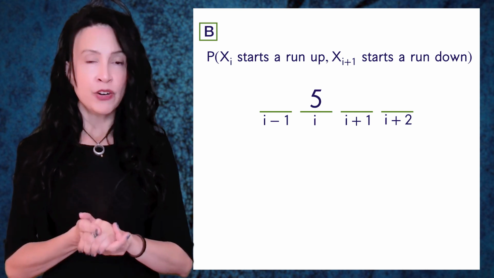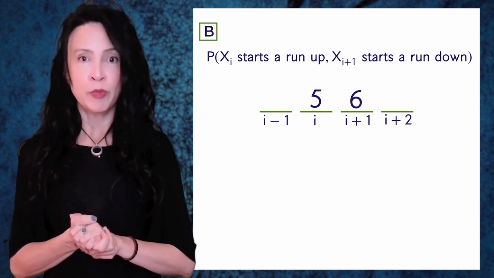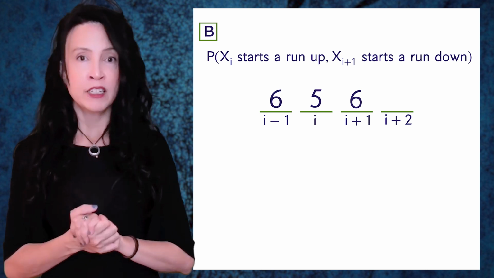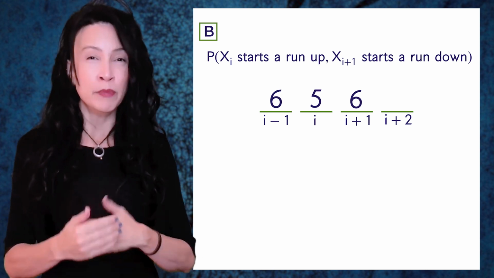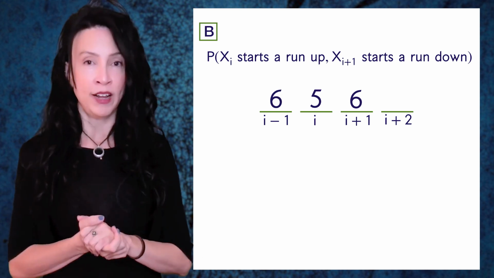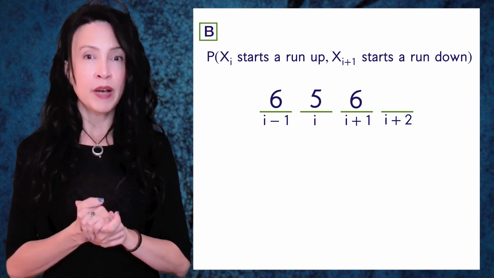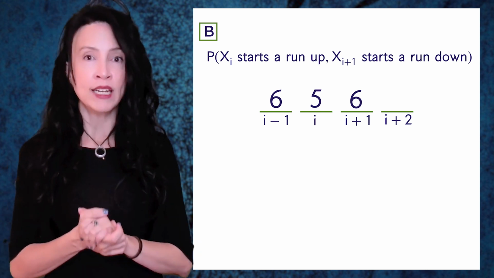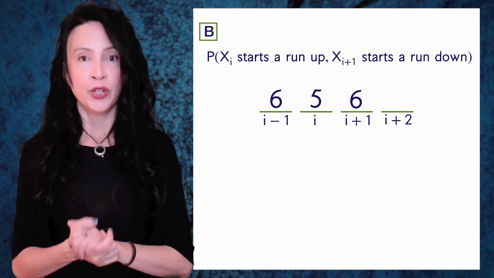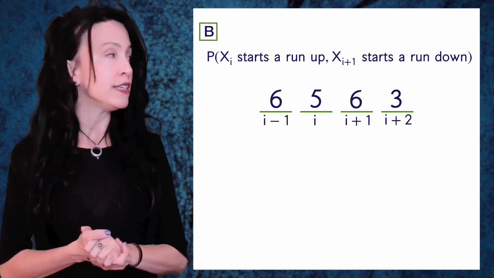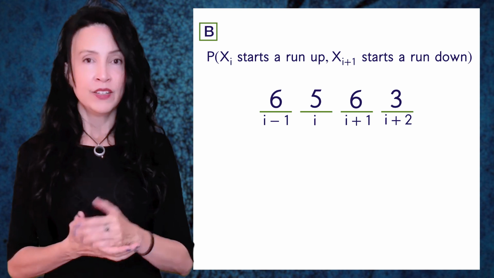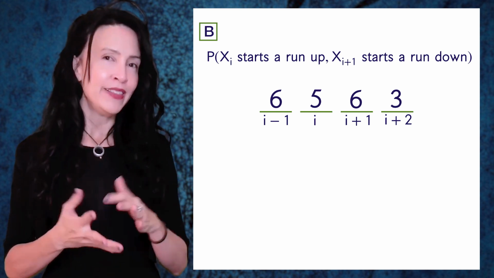Now, if 5 is starting a run up, the number after it has to be higher, and the number before it has to be higher. Otherwise, it would already be in the middle of a run up, and it wouldn't be starting the run up. If x_{i+1} is supposed to be starting a run down, I need, starting from here, to go down, so I need to put something smaller than this 6 over here. So that's the idea. So now let's write this out.